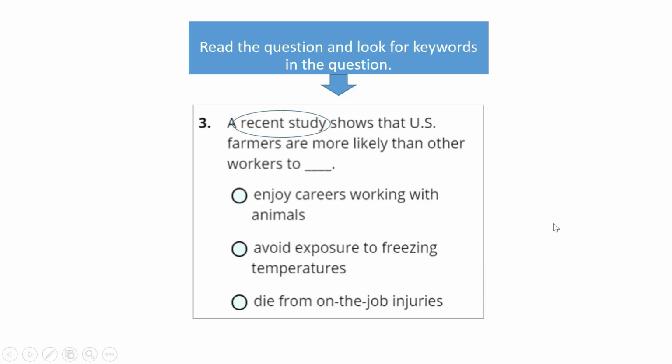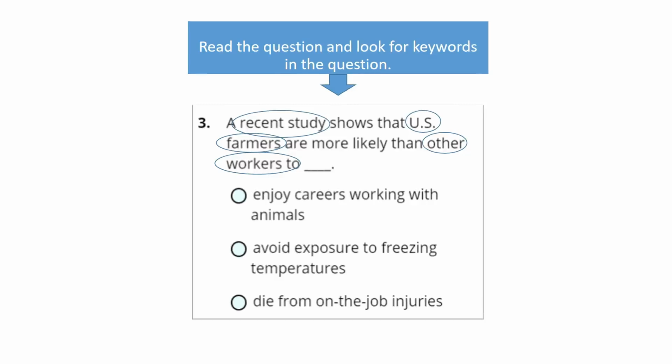So we're looking for a study. So we're looking for a paragraph that is discussing or talking about a study. And it has to be a study in the US, United States, to do with farmers. And possibly a mention of other workers too. So these are the keywords in question 3. And we have to now use these keywords to identify the paragraph that we need to focus on in order to get the answer.